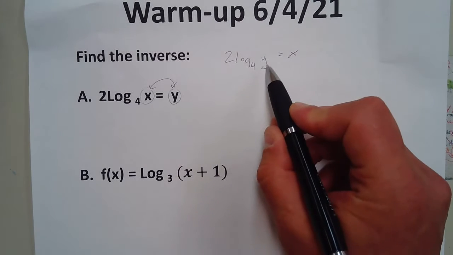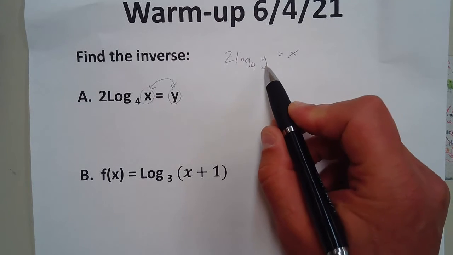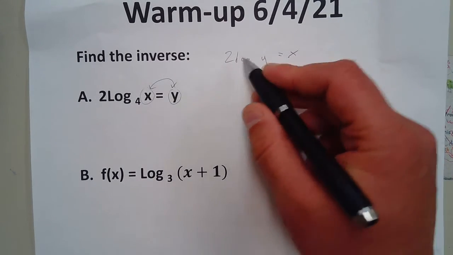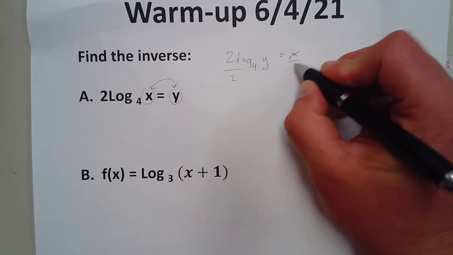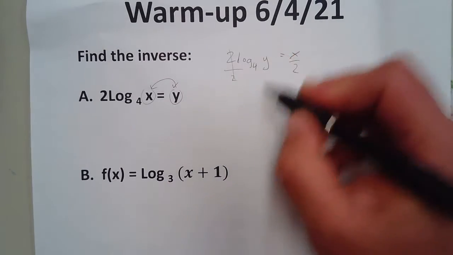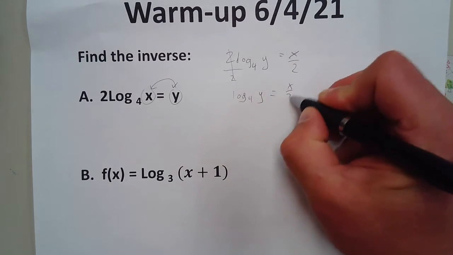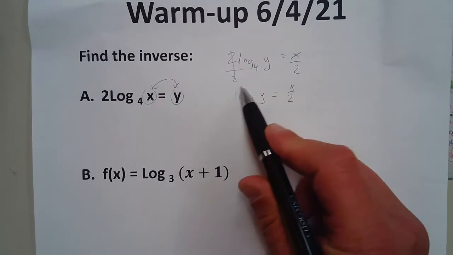From here, your goal is to isolate this y. To do that, the first thing we need is this log by itself. So there's this 2 out here that's being multiplied, just like any other solving you've ever done. Let's get that out of there. So if we divide by 2, now we have log base 4 of y equals x over 2. And this log is now isolated.